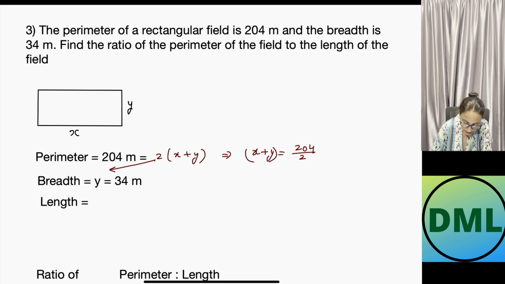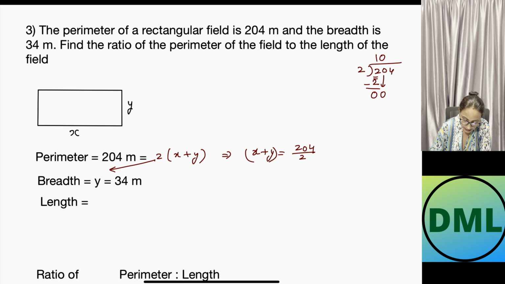If I divide this 204 by 2, let's divide it. Let's see the first digit here, that is 2, and I am dividing it by 2. It is easily divisible. 2 times 1 is 2. Subtract it. Your answer is 0 here.